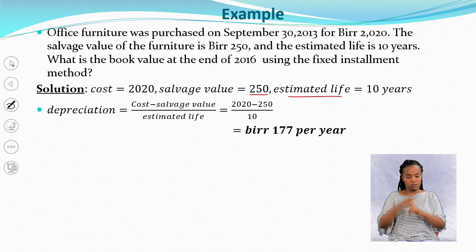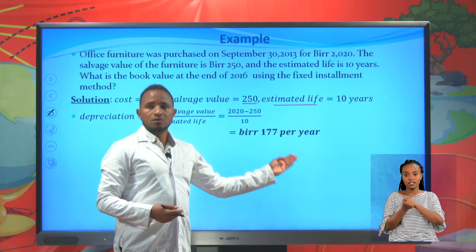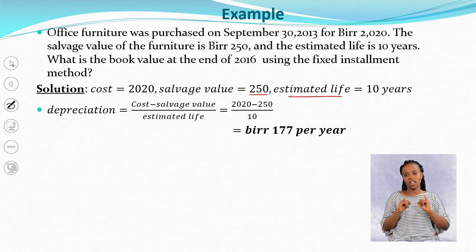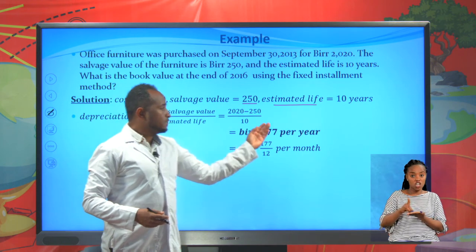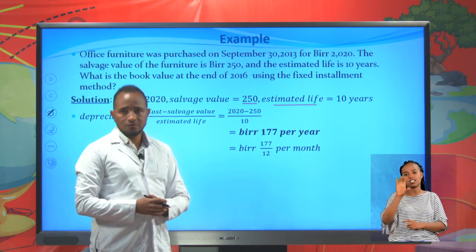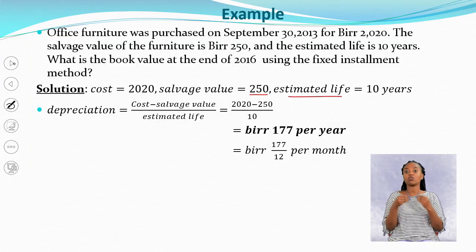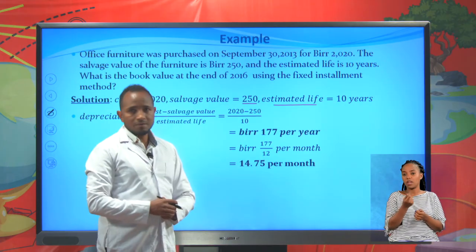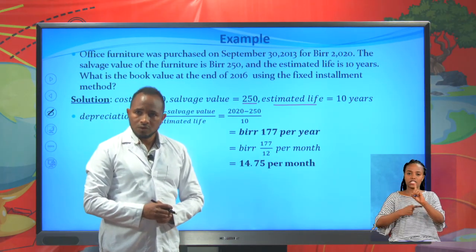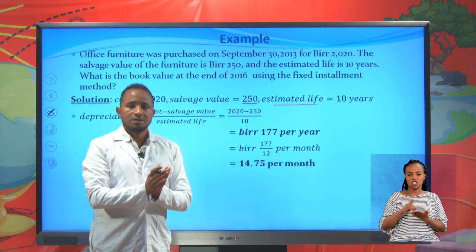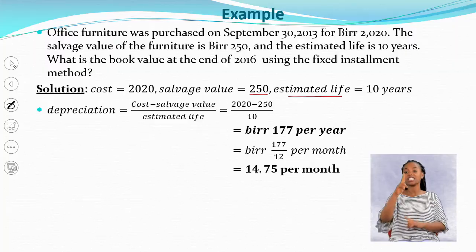So I need to convert this to per month. To convert this to per month, you divide this by 12. The depreciation per month will be this 177 divided by 12. It gives you 14.75 BIR per month.